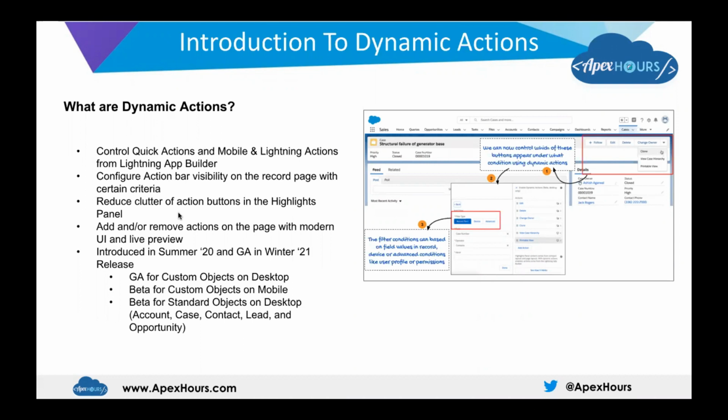So with dynamic actions, we can reduce the clutter of action buttons. You can choose precisely which action button should appear when. The other benefit is as an administrator or as a consultant, when you're configuring dynamic actions, you're going to see a live preview. I'll show you that in just a minute. Also, similar to dynamic forms, dynamic actions was introduced in Summer '20, became generally available in Winter '21. But please do note that it is again GA for custom objects on desktop, still in beta for custom objects on mobile, and still in beta for standard objects that includes account, case, contact, lead, and opportunity.